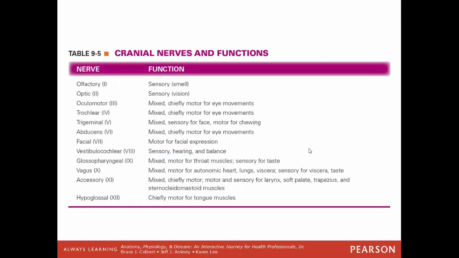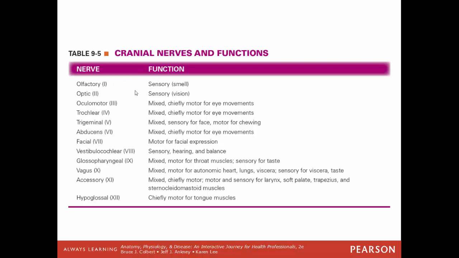Here are the formal names of each of the 12 cranial nerves. These are also pairs, so there's going to be a left and right for each of these, and what their main functions are. And they're always written by their Roman numeral. So cranial nerve number 1 would be capital letter I for the Roman numeral 1. Number 10 would be X, because that's the Roman numeral for 10.